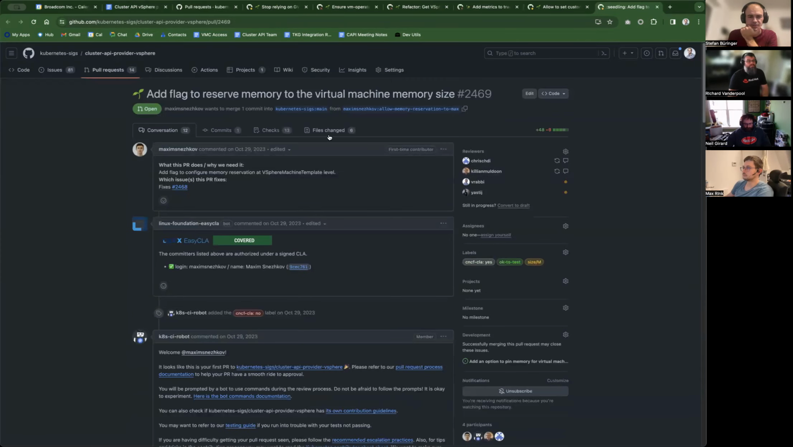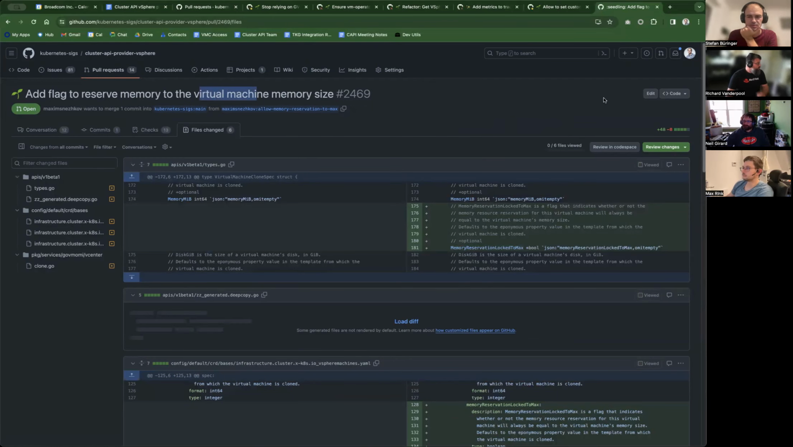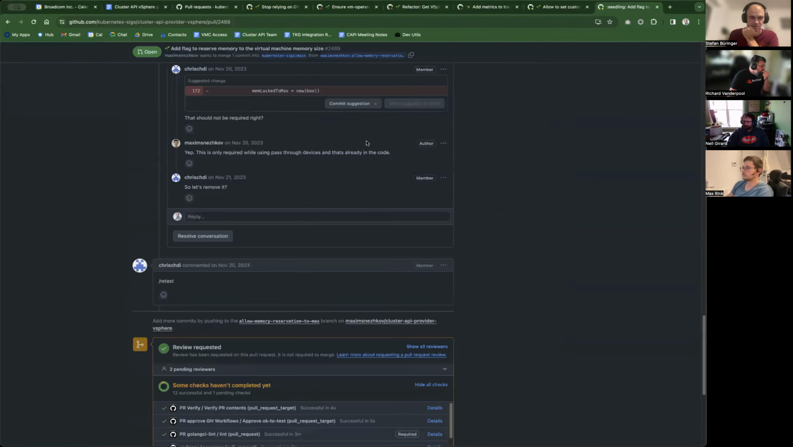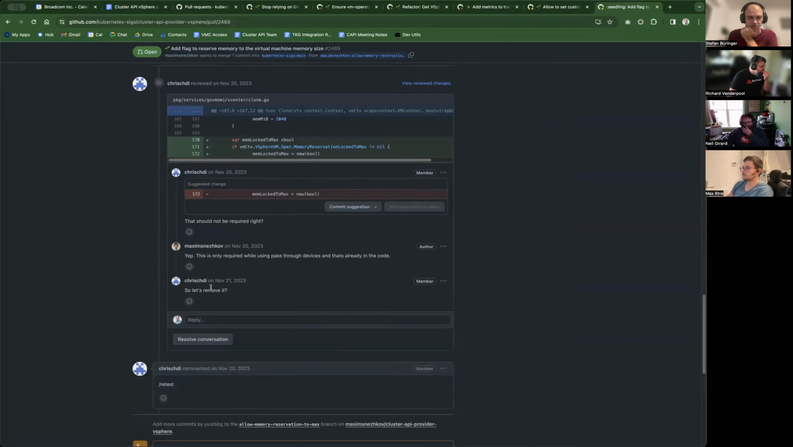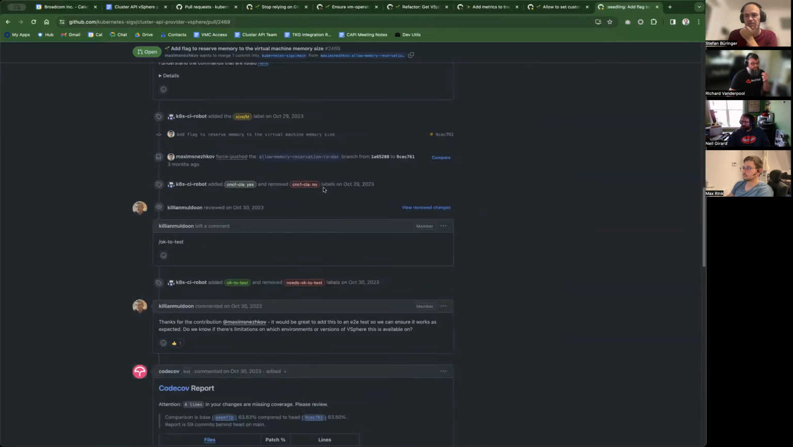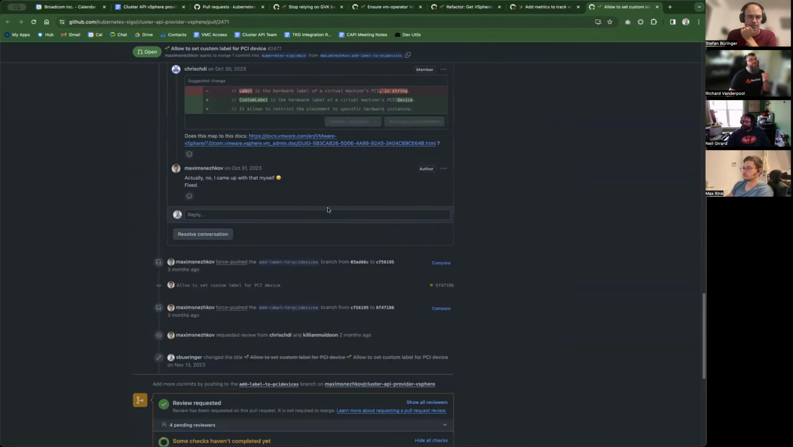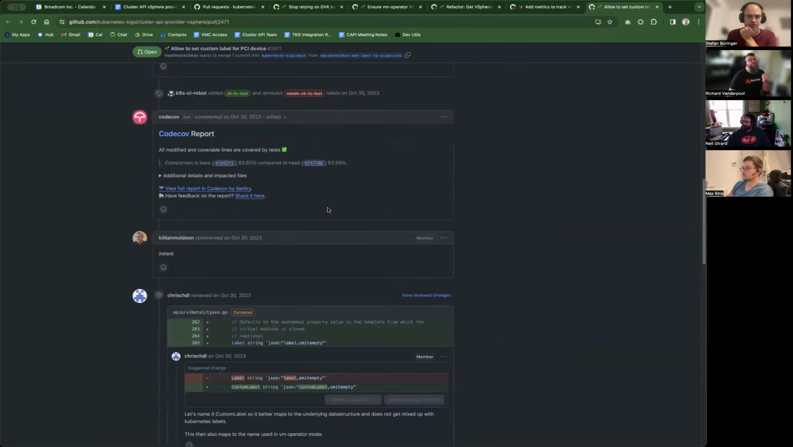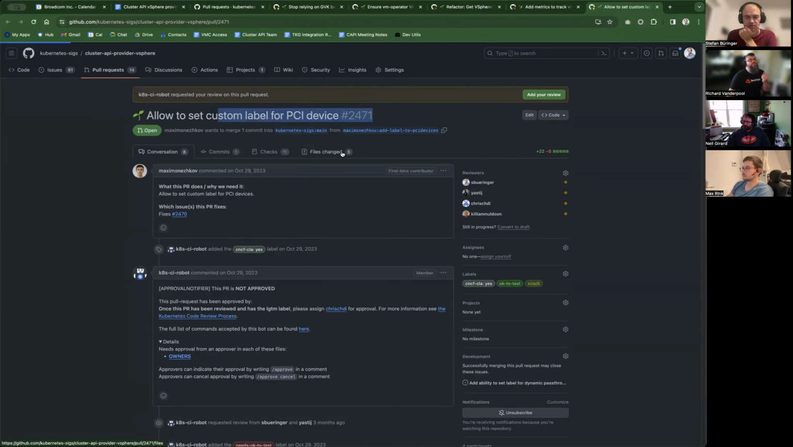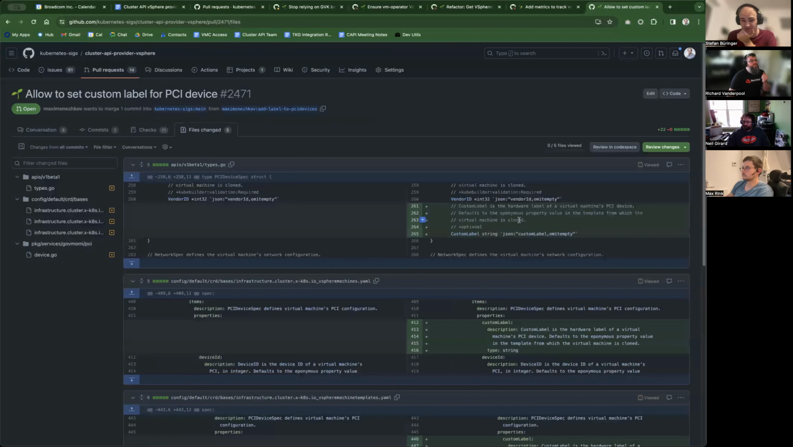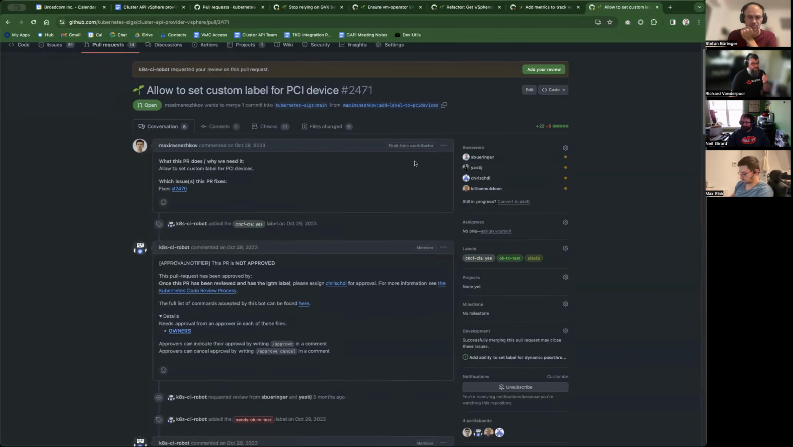Hey, so I think that one was about adding fields to reserve memory. Yep, on the API types. Don't really know what the state of this PR is. Okay, so I think we're waiting for another round from the PR author probably. Yeah, I'll ping. Okay. So this one is to set custom labels on PCI devices. So I guess another API field somewhere. Yeah. And looks like it needs a review, I assume, based on the state here.